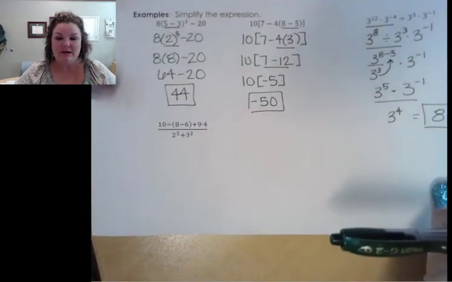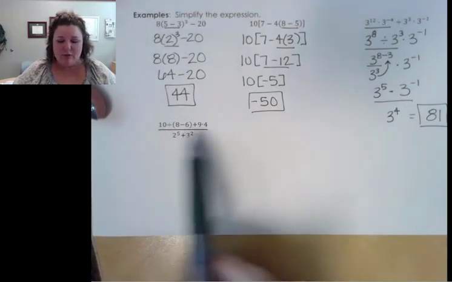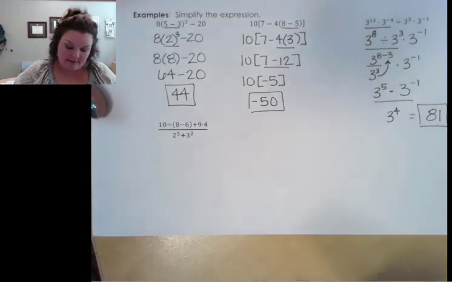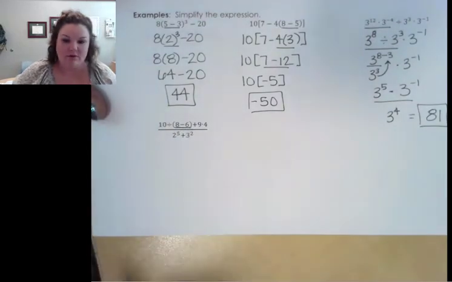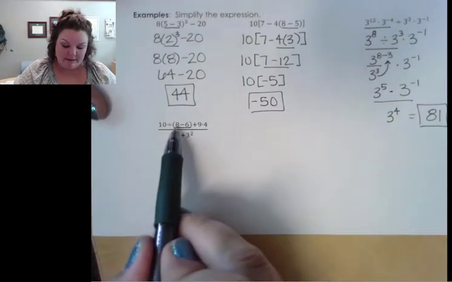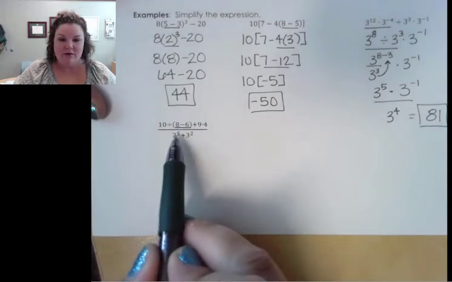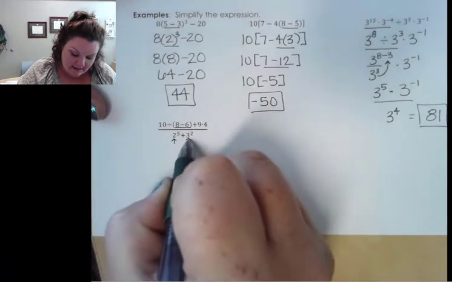So this last one is a rational expression. So I'm going to still work it one step at a time, but I'm going to do one step on top and one step on bottom. Okay? So on top, the first thing I need to be working is my grouping symbol. So I'm going to do my 8 minus 6 on top, and on bottom, I do exponents before I do addition. So I'm going to simplify this guy and this guy.